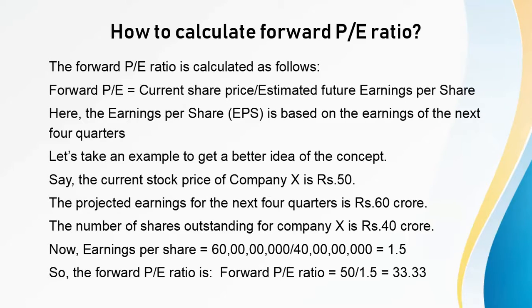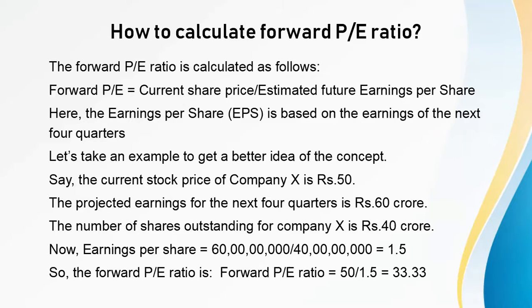Now, how to calculate the forward price to earning ratio? The forward PE ratio is calculated as follows. You have to first take the current share price and divide it by the estimated future earnings per share. Here, the earnings per share is based on the earnings of the next 4 quarters. Let's take an example to get a better idea of the concept.